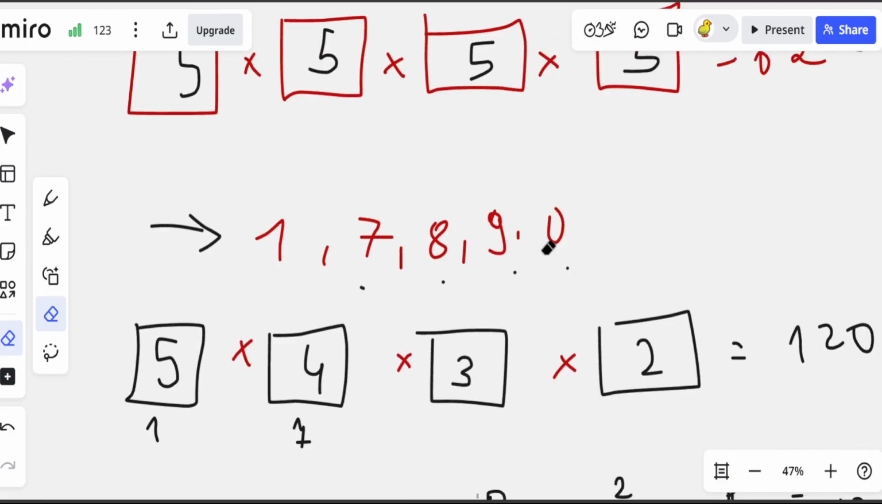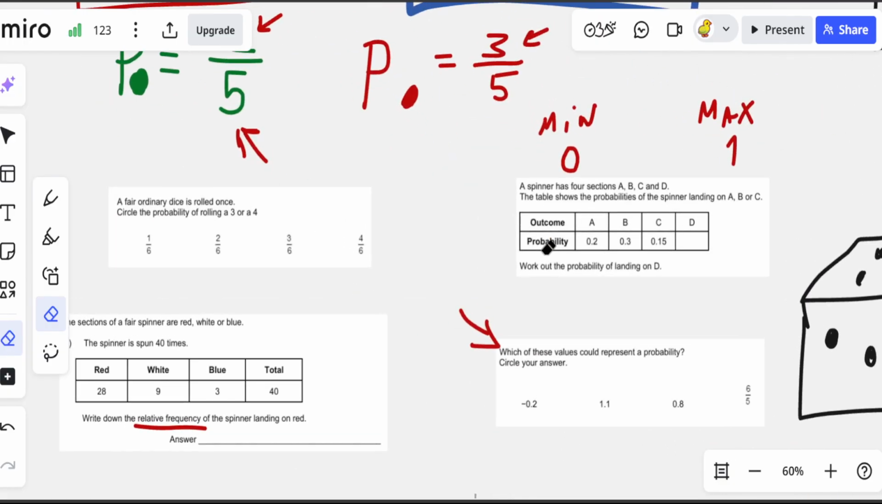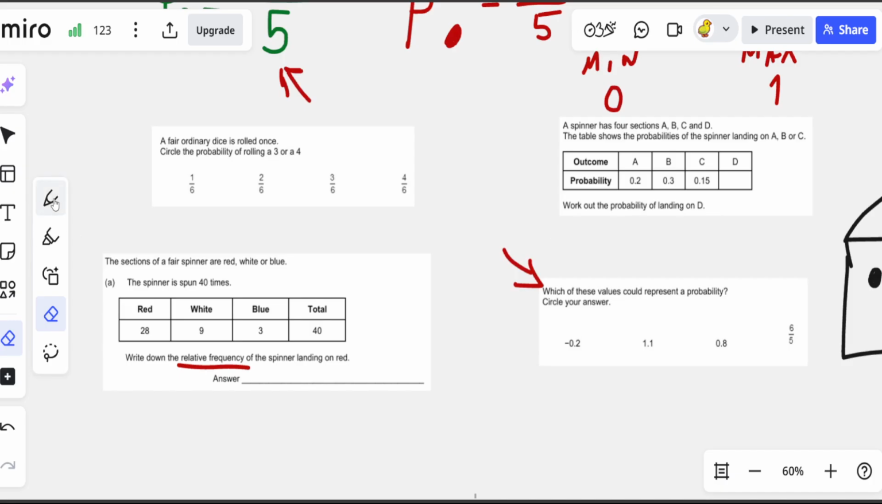All right. And now let's go back to the questions here. So first, a fair ordinary dice is rolled once. Circle the probability of rolling a 3 or a 4. So in here you have two options, 3 or a 4. What's the probability that you get one of those numbers when you roll a die?